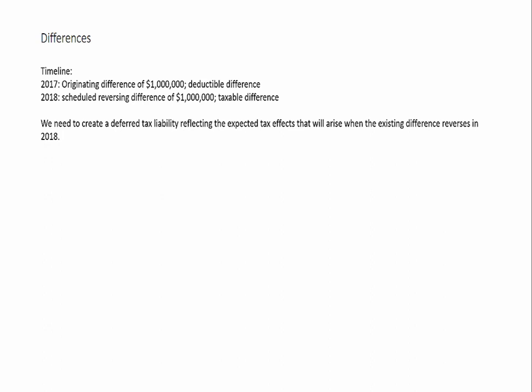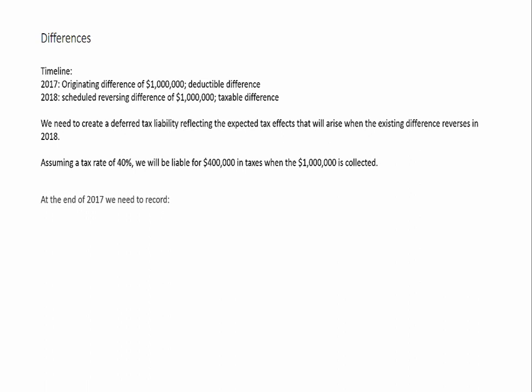We need to create a deferred tax liability reflecting the expected tax effects that will arise when the existing difference reverses in 2018. So let's go ahead and assume a tax rate of 40%. We're going to be liable for $400,000 in taxes when the $1 million is collected. So at the end of 2017, we're going to need to record, and it's good to do this in a little 3-step dance that we'll repeat over and over again.